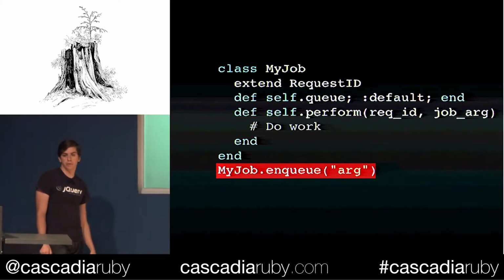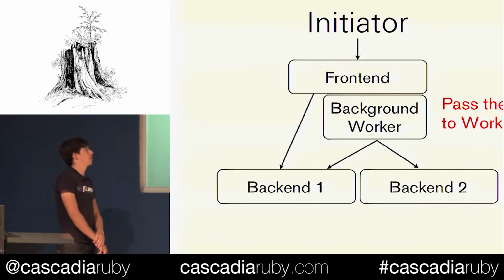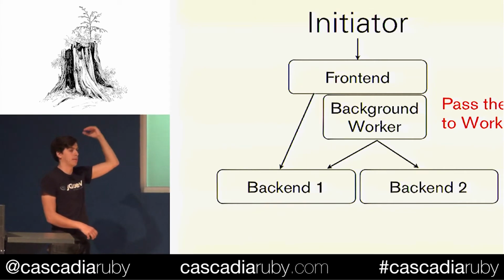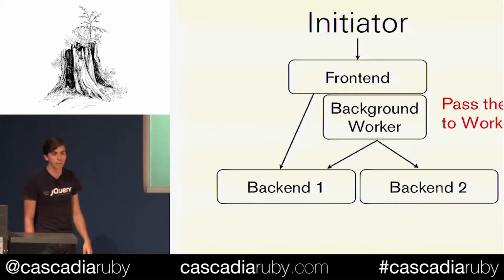So again, back to our diagram. We have these background workers, and now we're passing the ID down to the worker. So now that initial ID that came from the initiator is trickling a little bit down into our system. It's not all the way through yet, but this gets us a little bit more benefit.